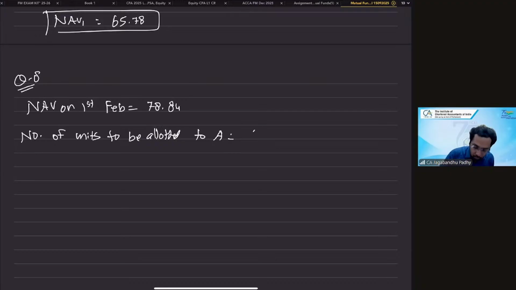Okay, so we can calculate this as 30 lakh upon 78.84. So units can be in decimal, guys. So 38,051.75. Okay, 38,000 and 51.75. You can have the units in decimal. So 38,051.75 is the number of units to be allotted.